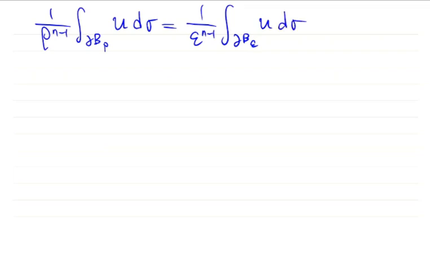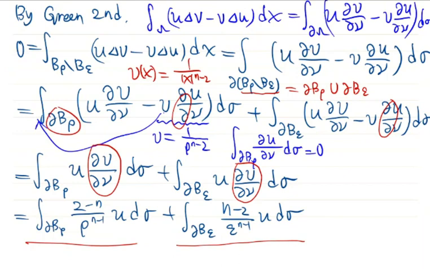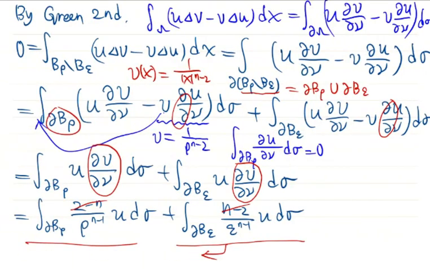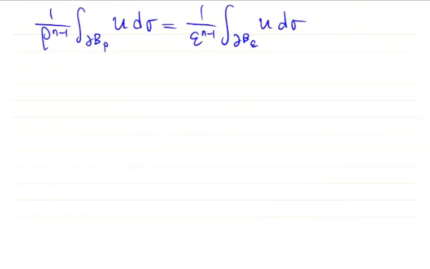You cancel the 2 minus n and move this part to the left, which gives us the identity I just wrote here. And because rho^(n-2) is a constant, it can move out of the integral. After moving this out of the integral, you cancel the factor n minus 2. You will obtain this equality. And this is the sphere of radius epsilon.